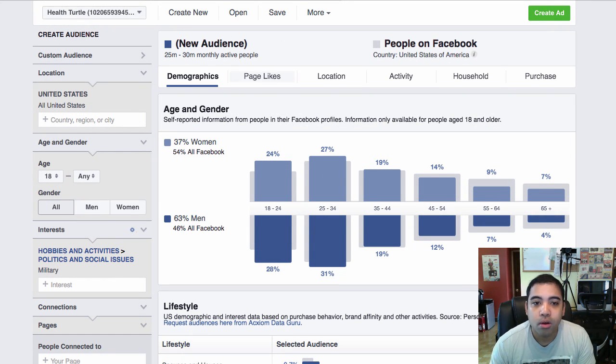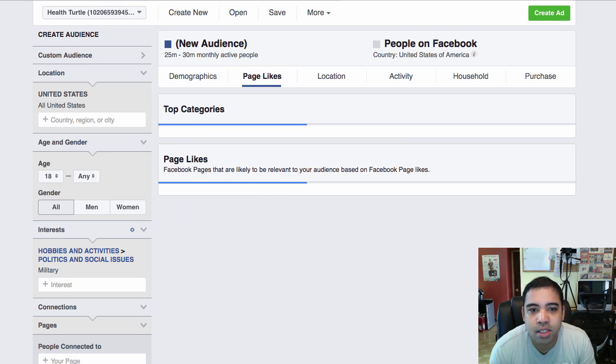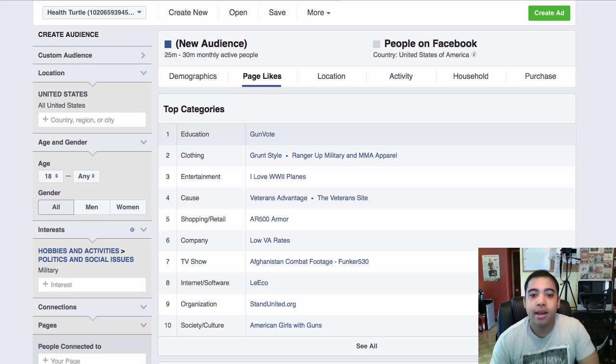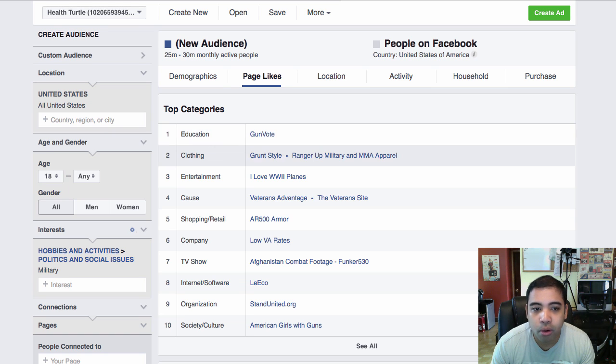Now let's head over to the tab called page likes. In this tab, you can find a whole bunch of interests that your target market likes. For example, in terms of education, we have this page called Gun Vote. In terms of clothing, Grunt Style, Ranger Up, military. If you're selling military t-shirts, here you go. You have the interest right here that you can use.